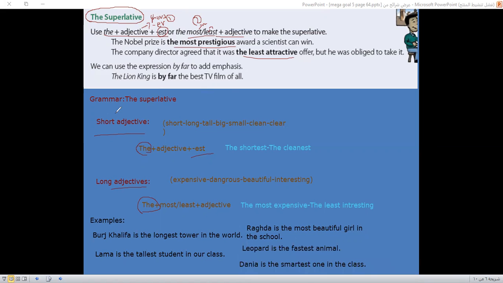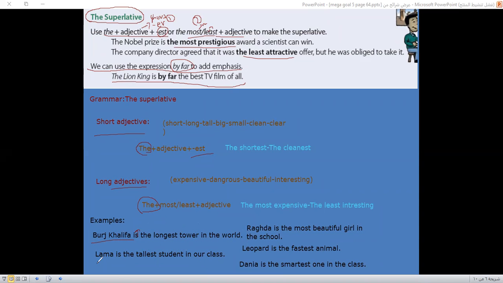One additional piece of information here is that we can use the expression "by far" to add emphasis in your sentence. For example, The Lion King is by far the best TV film of all. "By far" sometimes means until now. So for example, we can say Burj Khalifa is by far the longest tower in the world, because maybe they are going to build another tower and that tower is going to be the longest one.